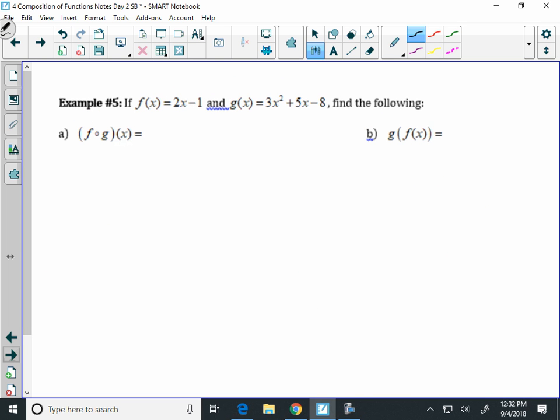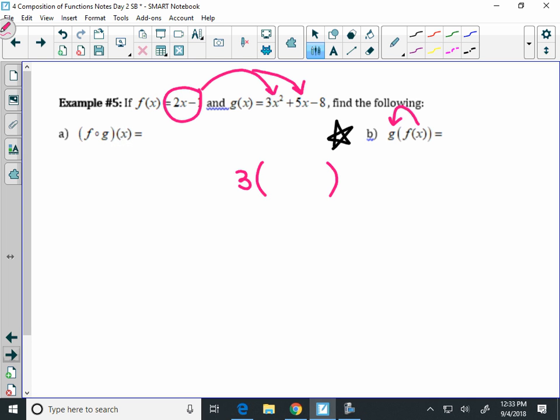I have f of x is 2x minus 1, and g of x is 3x squared plus 5x minus 8. Let's do B. We'll just skip A. You can start A if you want to. It's okay. You have enough pencil lead to do it. Let's do B together. So B, I'm going to take F and put it into G. So how many X's are in G this time? 2. So I have to take it and put it into both X's that are in G. Both of them.